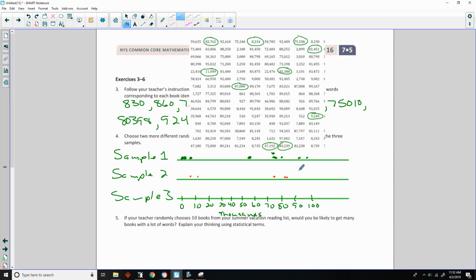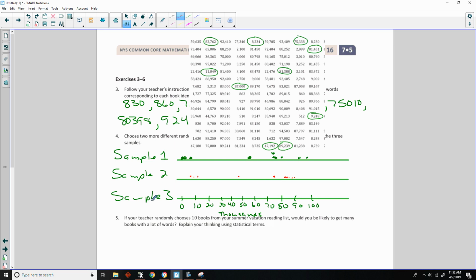81,388 would be around here. 87 would be closer to 90. 9,249, just under 10. 47,192, just before 50. And 89,239 would be just shy of 90 right there. 1, 2, 3, 4, 5, 6, 7, 8, 9, 10. So there is my dot plot for sample 2. Okay, and then we would do that again a third time, but I'm not going to.